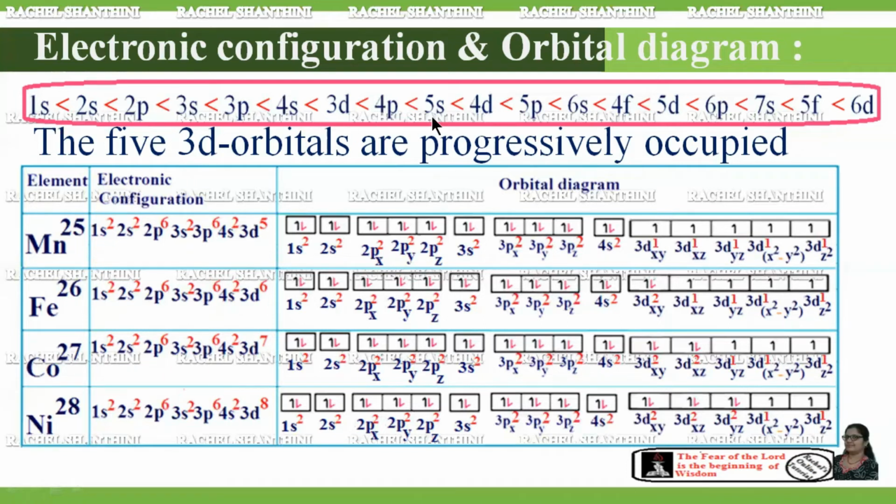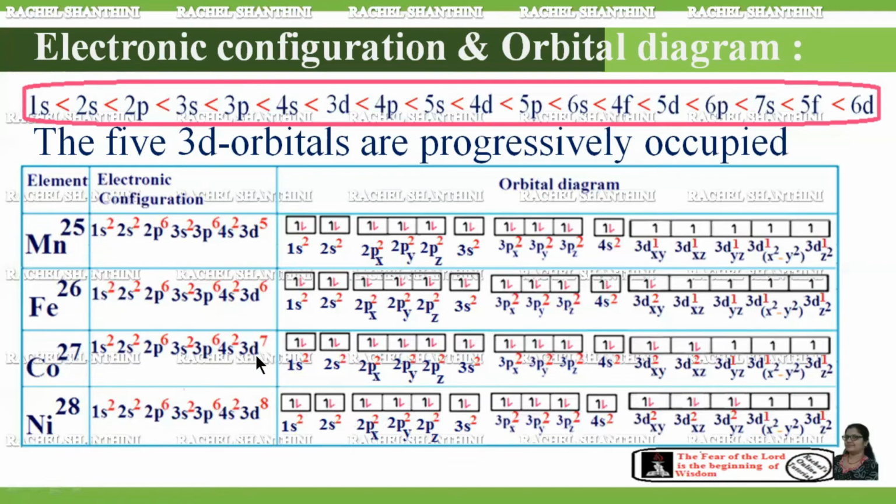So how do we write the electronic configuration? 1s, here also 1s, 2s, 2p, 3s, 3p, 4s. Up to this, the electronic configuration is the same, right?